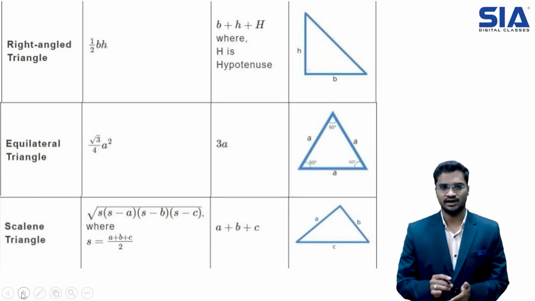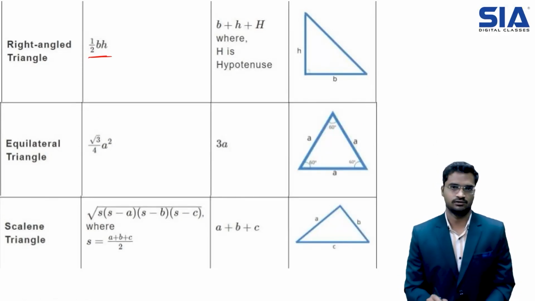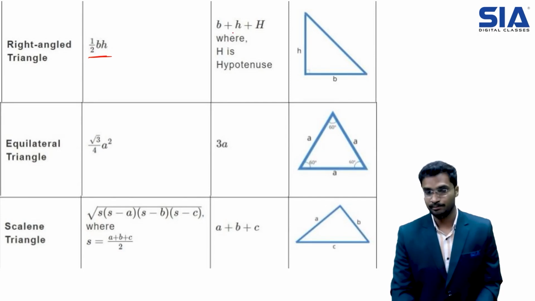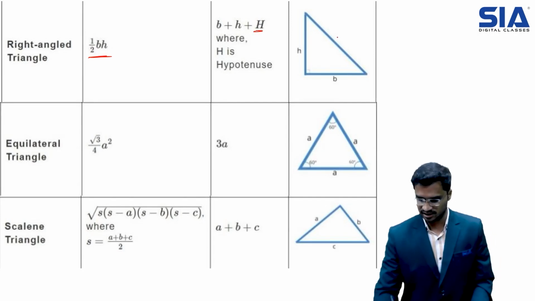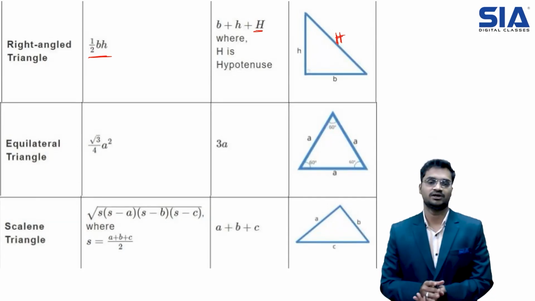The volume of a right angle. So the area of a right angle triangle is half base into height, and perimeter is base plus height plus h, where h is the hypotenuse. So how can we find the hypotenuse of a right angle triangle?